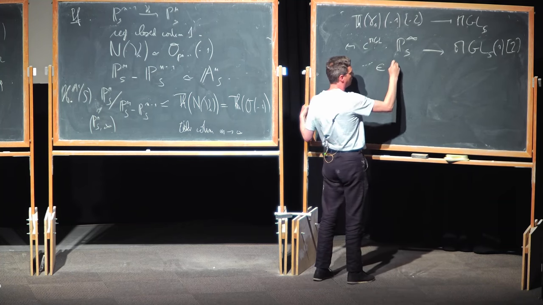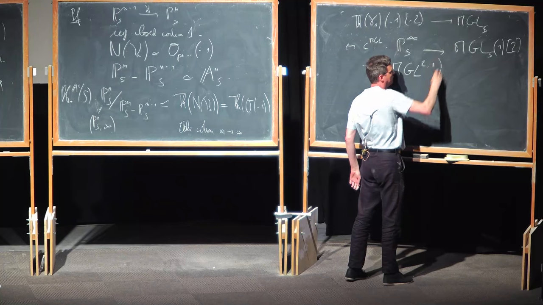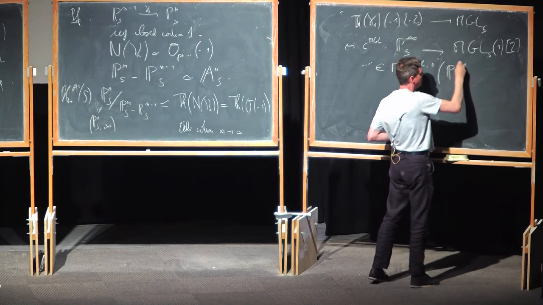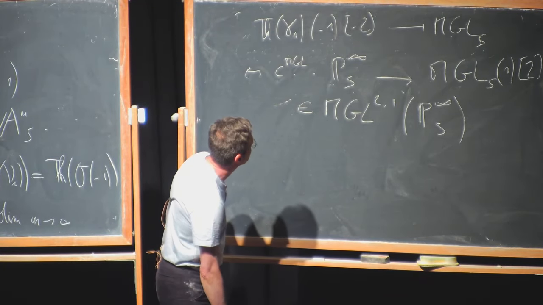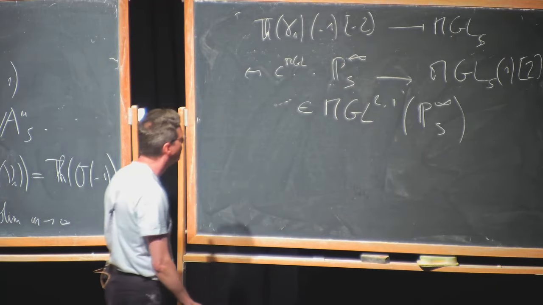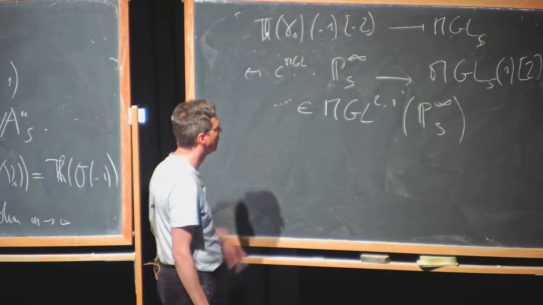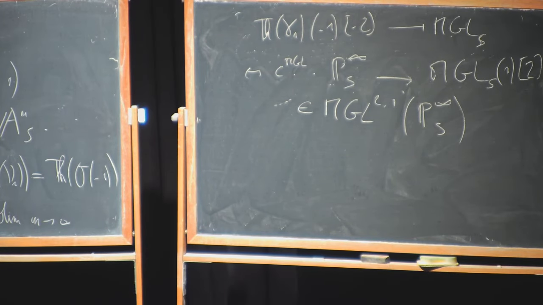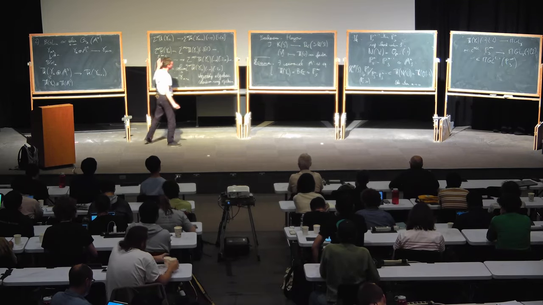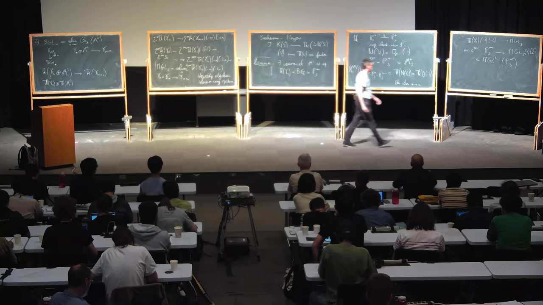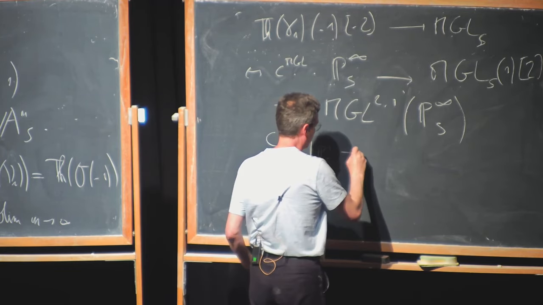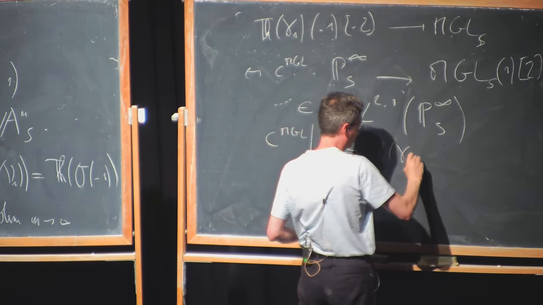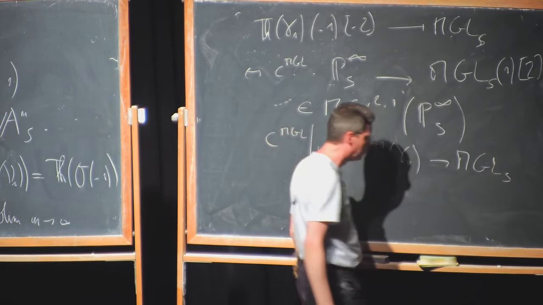In other words, it's an element in MGL 2,1 of P infinity of S. Then you can check that the restriction of this class to P1 corresponds to the inclusion of this part here, sigma infinity of Thom gamma 0, which is just sigma infinity of S plus. So the restriction of c MGL to P1 of S corresponds to the map Thom gamma 0 going to MGL S, which is the unit of the ring spectrum structure.